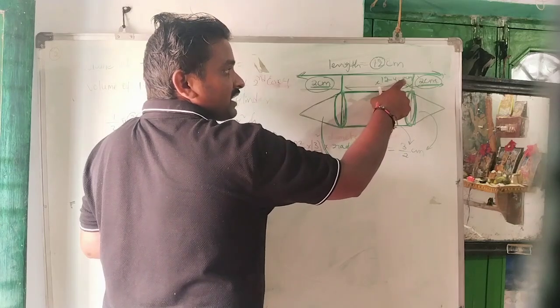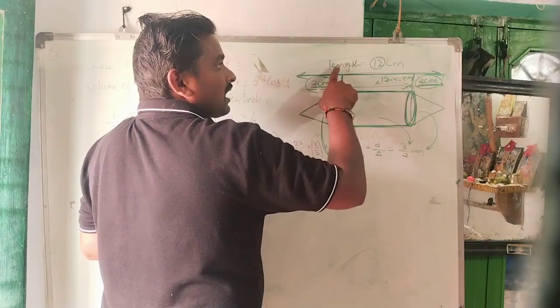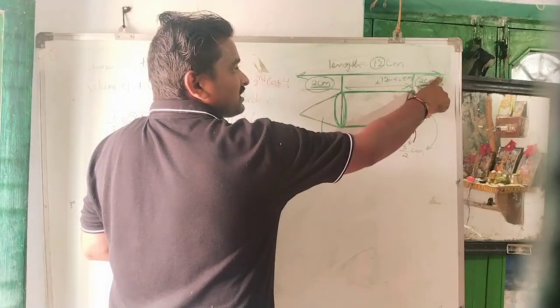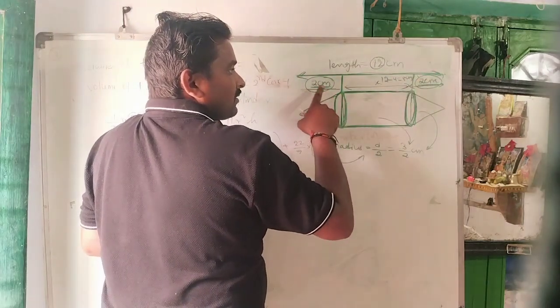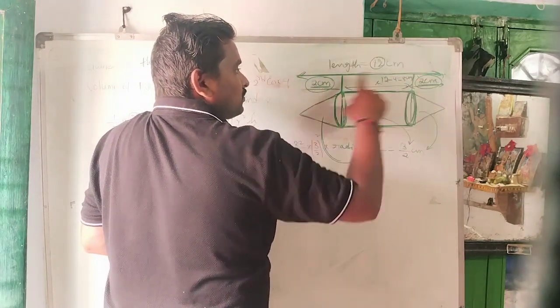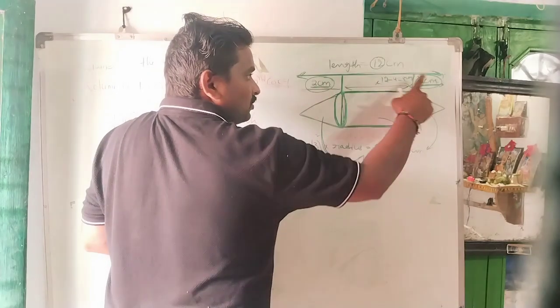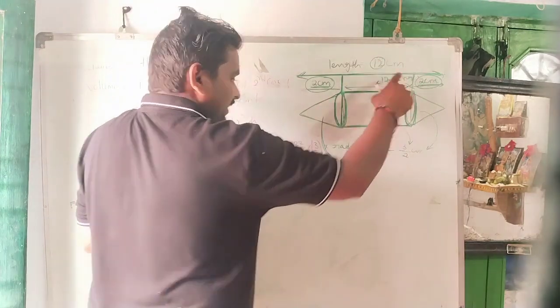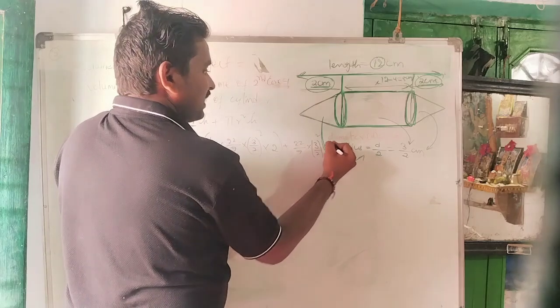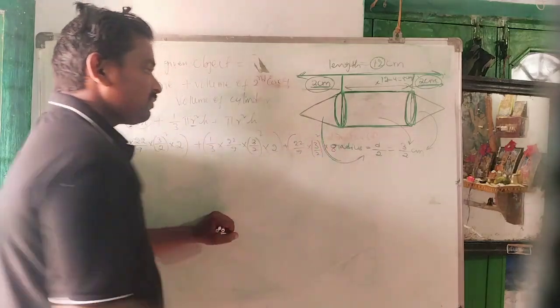How did we get this 8? Very simple. Already the total length of the figure is given. Total length of the figure is 12. Here cone height is given 2. Second cone height is 2. So I added 2 plus 2, 4, and I subtracted 4 from 12. 12 minus 4, 8. So 8 was the height. So this is the volume of the third figure.